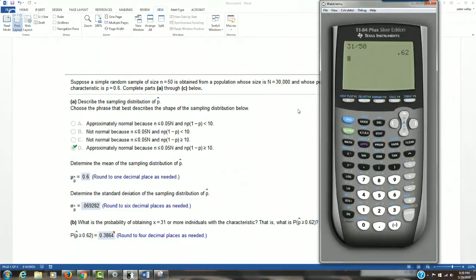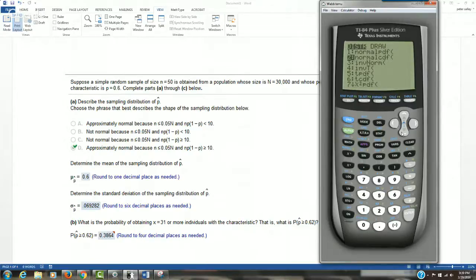So we want to check that it's greater than 0.62. So I can go up to my norm. Let me look here. It's not under forest, no. Not stat, not calc. No, we're not there yet. Okay, sorry, trying to get ahead of myself.